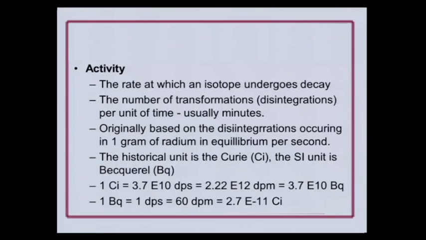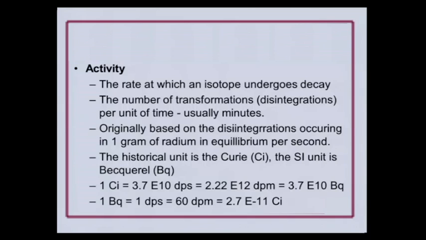Originally, it was based on radium, because that was the work that was being done by the Curies. And as you can see, the traditional unit is Curie, named in honor of the Curies. But it was based on 1 gram of radium that would be in equilibrium, and it's the number of disintegrations that are occurring every second or so. It was D per S.